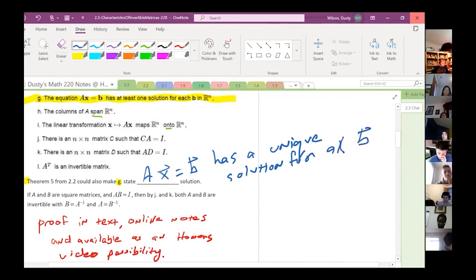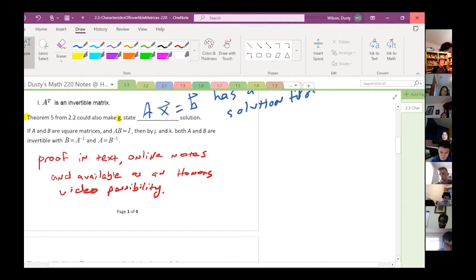This next little claim: if A and B are square matrices and AB equals I, then by J and K, both A and B are invertible with B equals A inverse and A equal to B inverse. It has a little proof, and I'm going to leave that proof in the notes or in the text, or if Felix or Kyle wants to do a video on it, or somebody else wants to join the honors videos project, maybe we can get a classmate to walk through that particular little proof. But again, the notes are online for that.